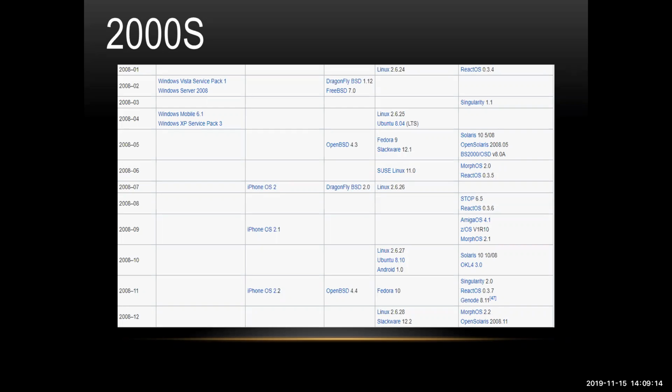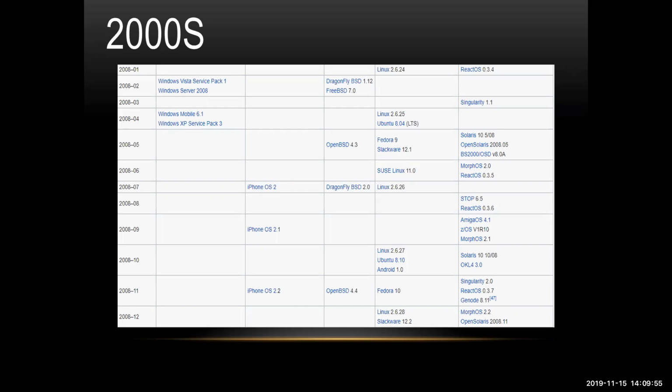For April 2008, we had Windows Mobile 6.1 and Windows XP Service Pack 3. And then we had Linux 2.6.25 and Ubuntu 8.04. For May, we had OpenBSD 4.3, Fedora 9, Slackware 12.1, Solaris 10 508, OpenSolaris 2008.05, BS2000 OSD version 8.0A. And then June, we had SUSE Linux 11.0, MorphOS 2.0, and ReactOS 0.3.5.